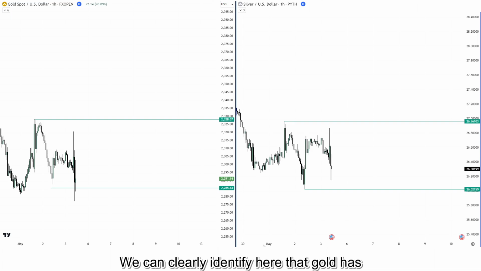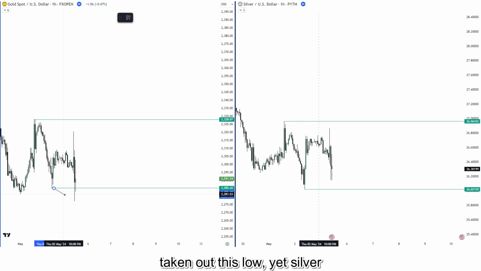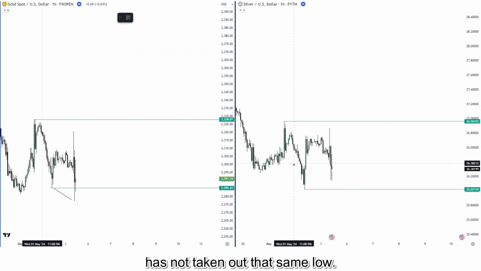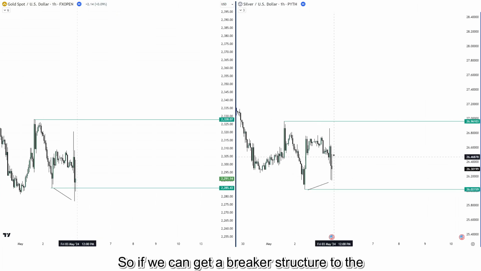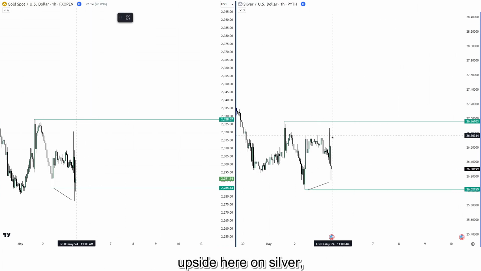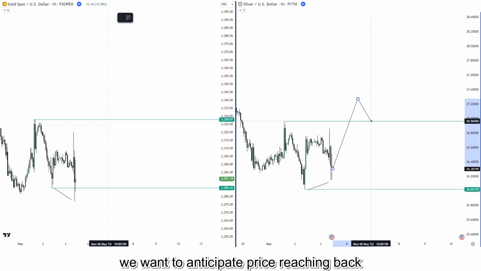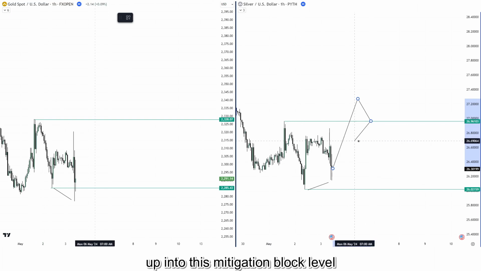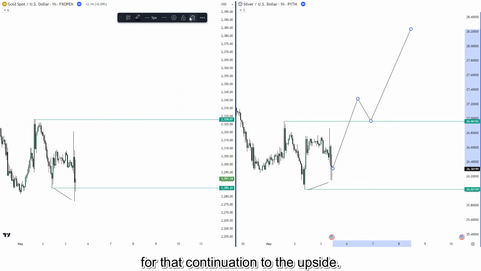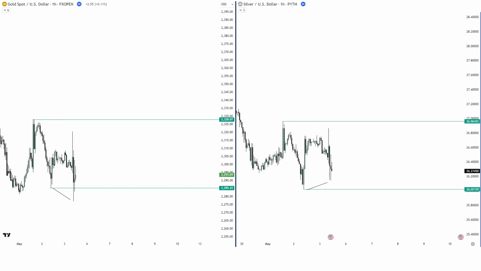We can clearly identify here that gold has taken out this low, yet silver has not taken out that same low. So if we can get a breaker structure to the upside here on silver, we want to anticipate price reaching back up into this mitigation block level for that continuation to the upside. So let's see what happens.